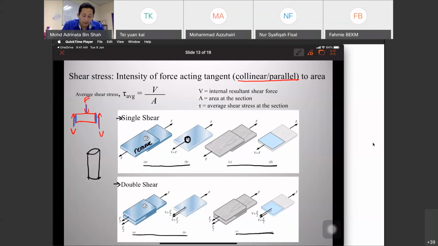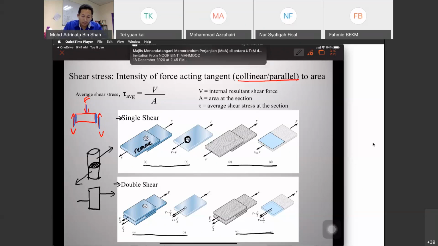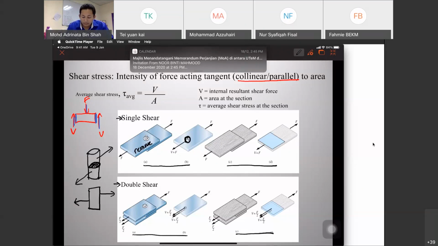Okay, the force is acting on that side and that side. So the surface area for pin and bolt for shear stress is this one. If we look in 2D, that is the force, and this is the surface. This is the area. So it is parallel.